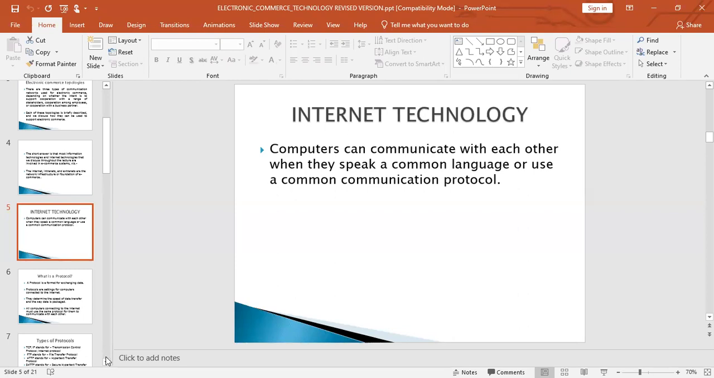Madam, you said if there are no protocols, the computer cannot communicate interchangeably. Exactly. That's very good. So that reminds me of what I was saying.